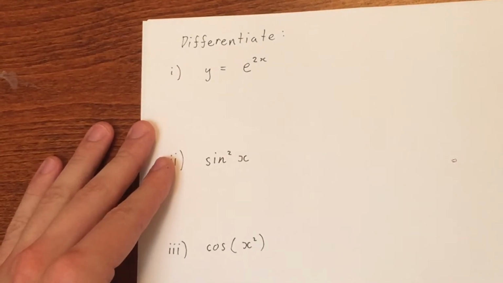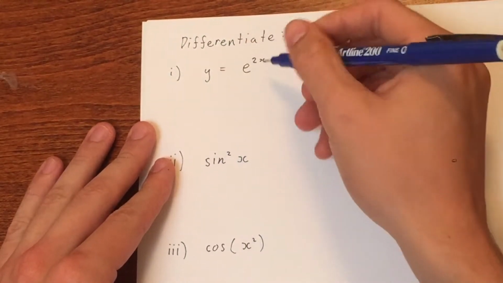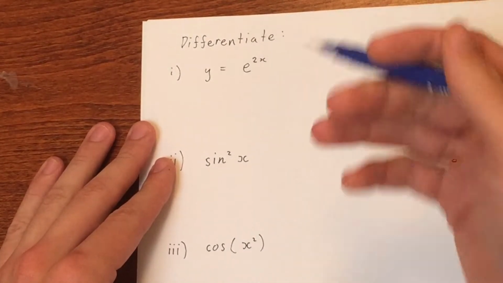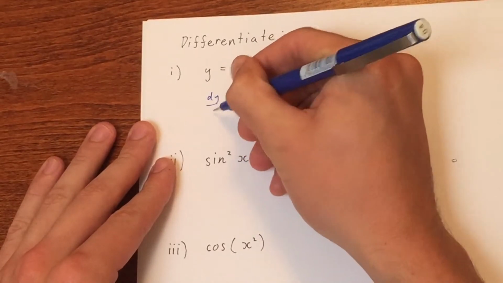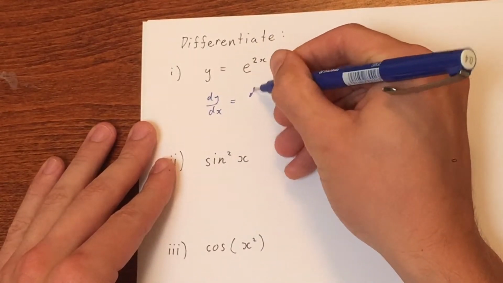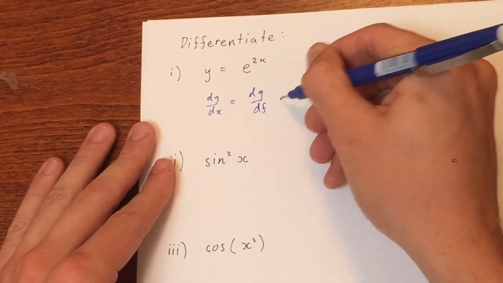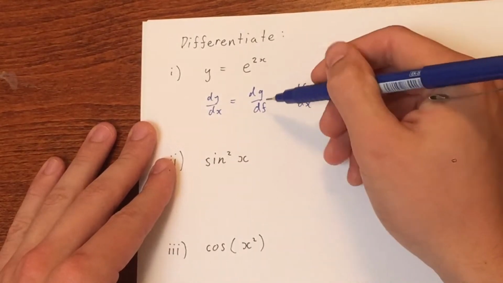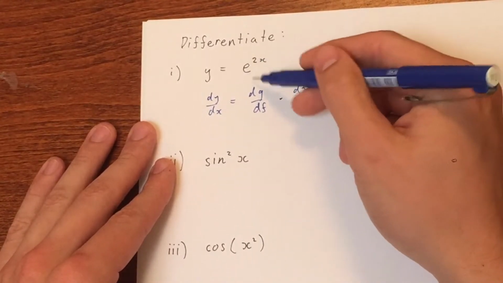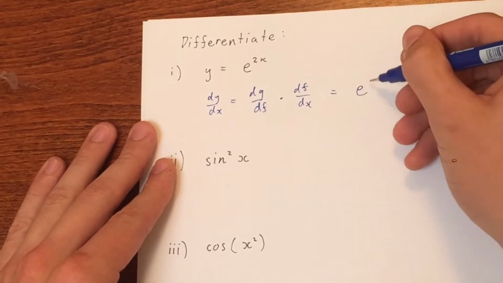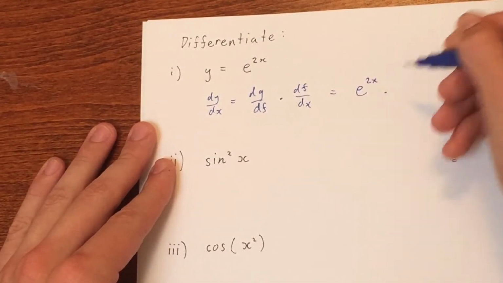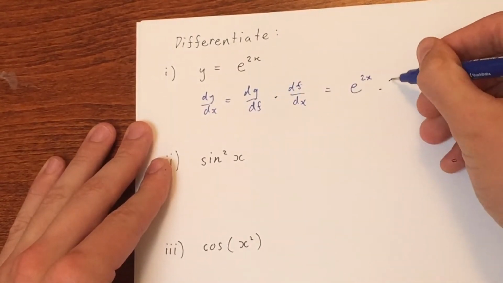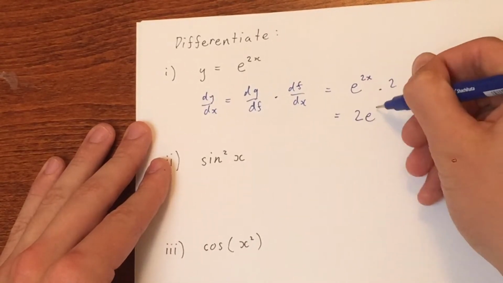So first off, we have y equals e to the 2x. The outer function here is e to a certain power, so e to the power of x, and the inner function is 2x. So dy on dx is equal to dg on df times df on dx, which is going to be the derivative of the outer function, e to the power of f, which is just the same, so e to the power of 2x, times the derivative of this inner function. The derivative of 2x is simply 2, so that's going to give us 2e to the 2x.